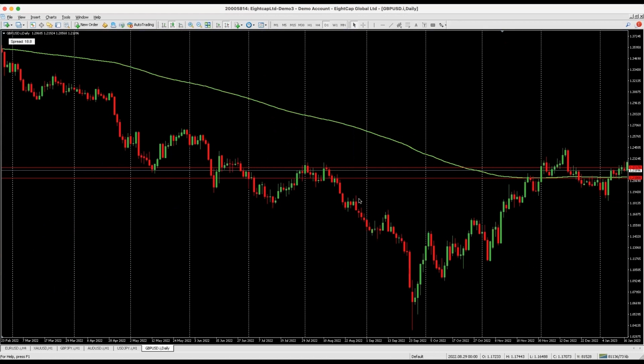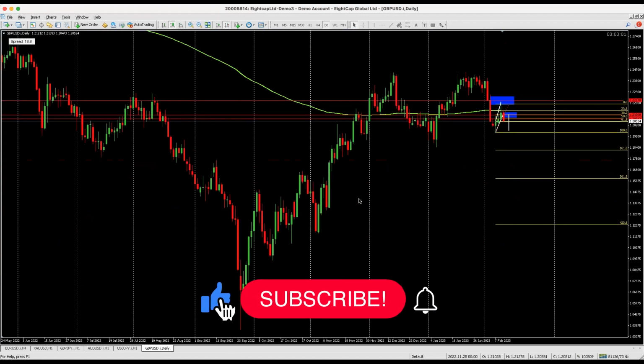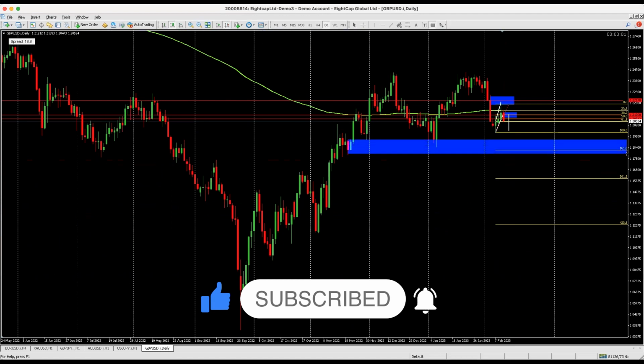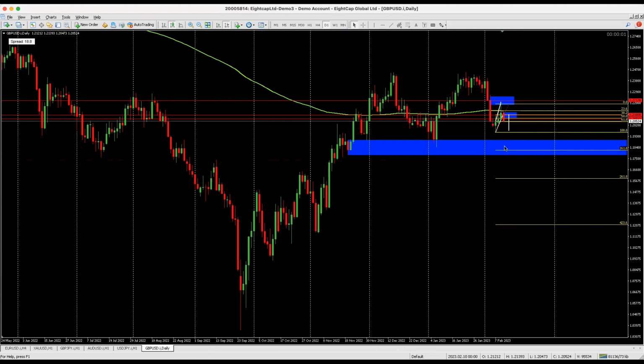Let me just look at the higher time frame to see if we have any confluence with that. Yeah, we could say that we have confluence with the 161.8 here. So this is the zone where I'm actually going to stop selling, when the price gets there.